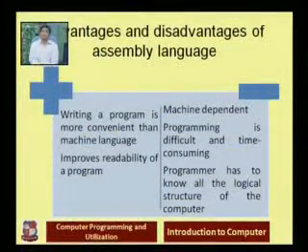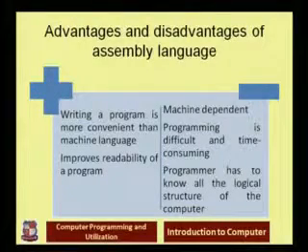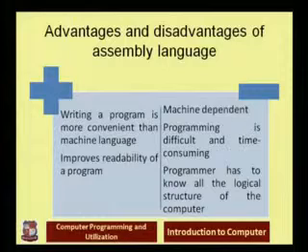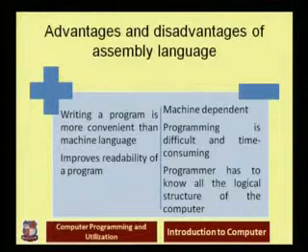Now assembly language also has some advantages and disadvantages, so we will discuss them one by one. First of all, the advantages. The first advantage is that writing a program is more convenient than in machine language. In machine language we generally use binary codes written in ones and zeros, while in assembly language we write the program using mnemonic codes. So the mnemonic codes make our work convenient.